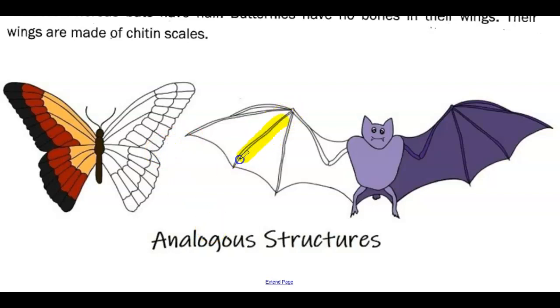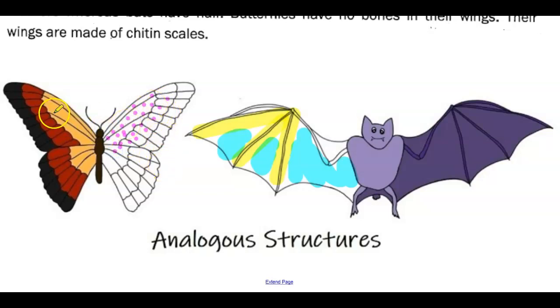The bat has bones that are in the wing, and those bones are holding patches of skin. And all these patches of skin are used to catch air, kind of like a hang glider. Okay? Whereas the butterfly is going to have thousands of little tiny scales that make up the wings, and they overlap, giving them a lot of color. Very thin, there's no bones in there.